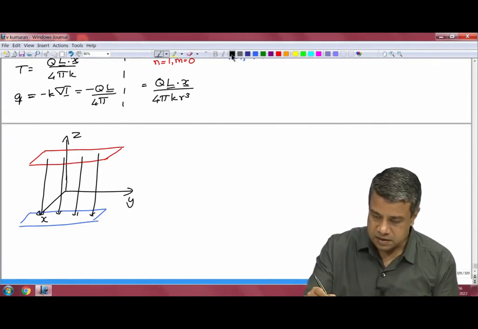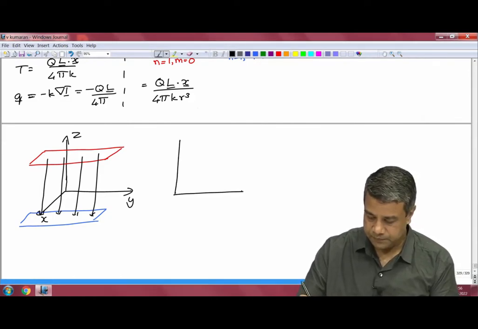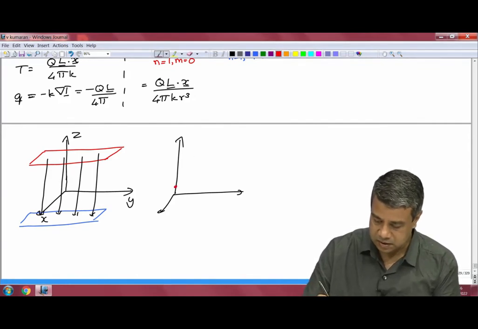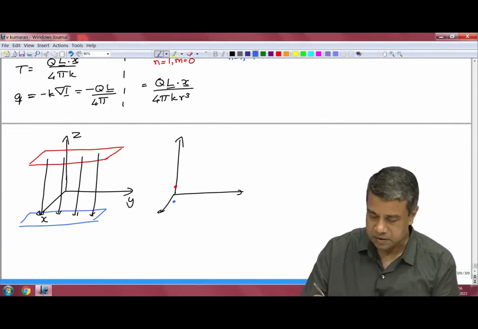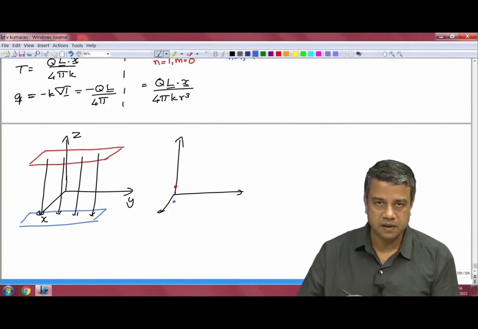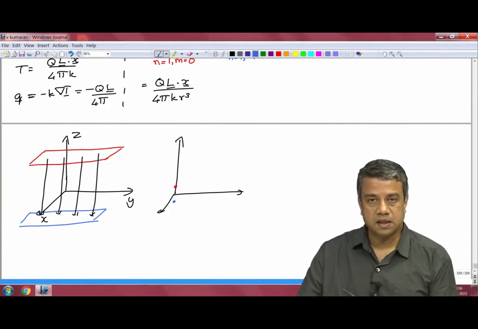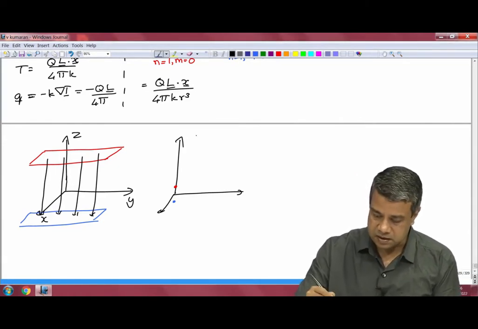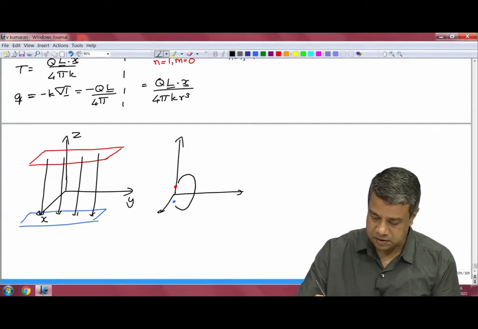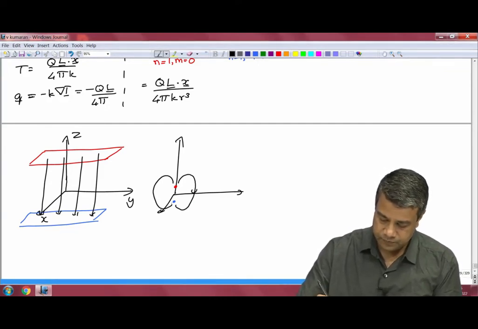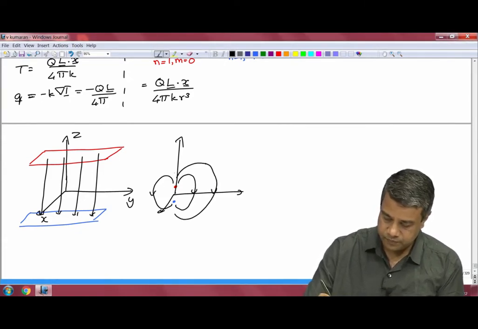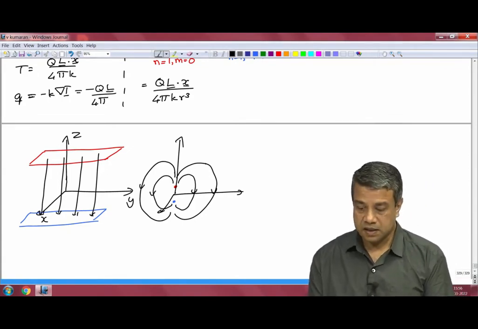So, in a sense this is the inverse of the dipole that I had. The dipole was a source and a sink separated by an infinitesimal distance. Heat is coming out of the source and it is going back into the sink. So, if I plot the flux lines in this case, I will get something that goes like this. That is the decaying harmonic.